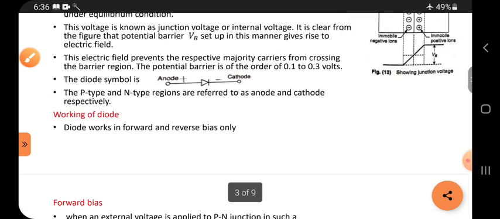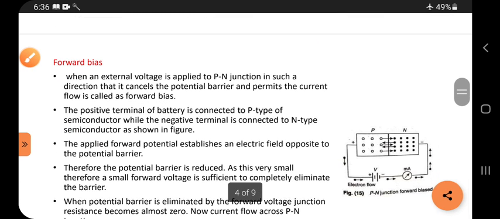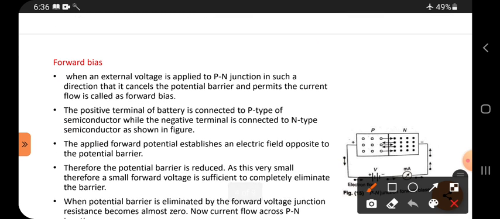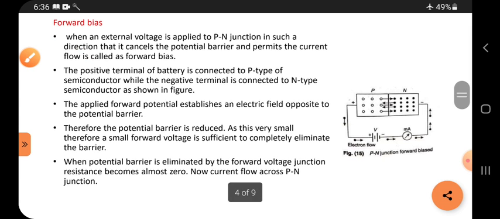So to cancel it, we have to apply an external voltage. When an external voltage is applied to the PN junction diode in such a direction, it cancels this region. What region? The depletion region, or its voltage is called the potential barrier. And it permits, meaning it allows, current flow, so current flowing will start. That is called forward bias.